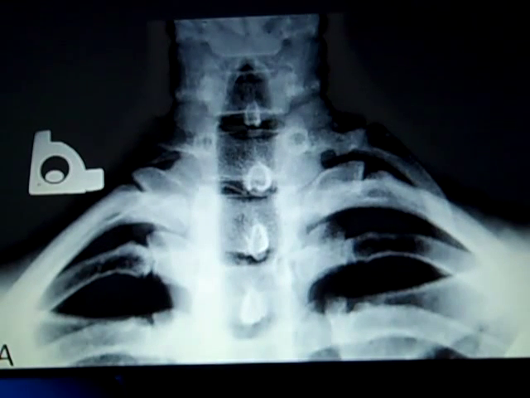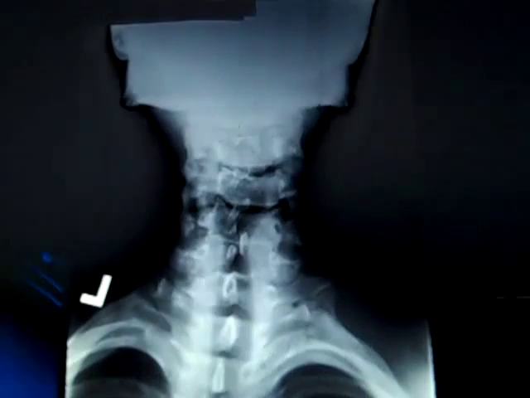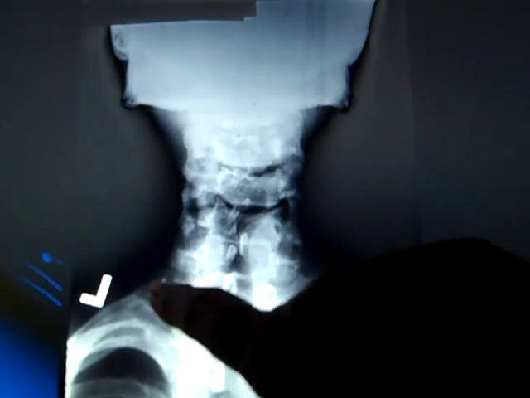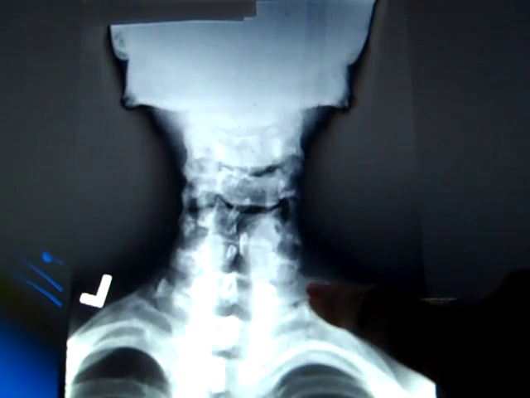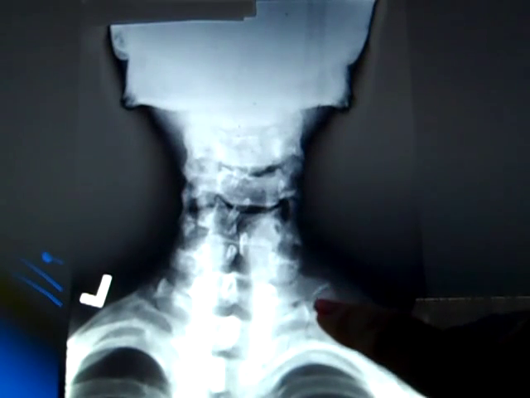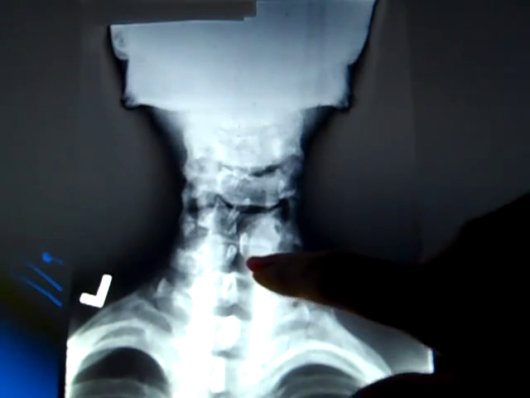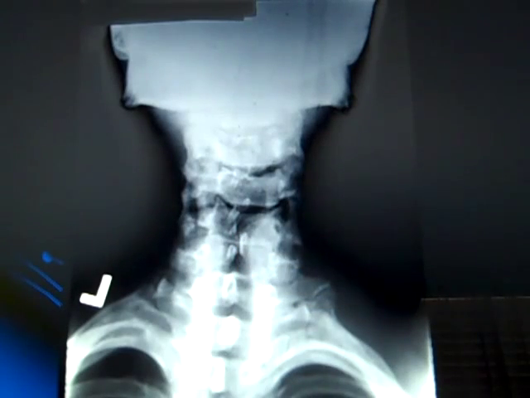Looking at the next film, we have here, this one is T1, and so we are looking at this right here. There is a joint space right there, and so that is a cervical rib. On the next film, oh, by the way, we do have a spina bifida on this film as well.